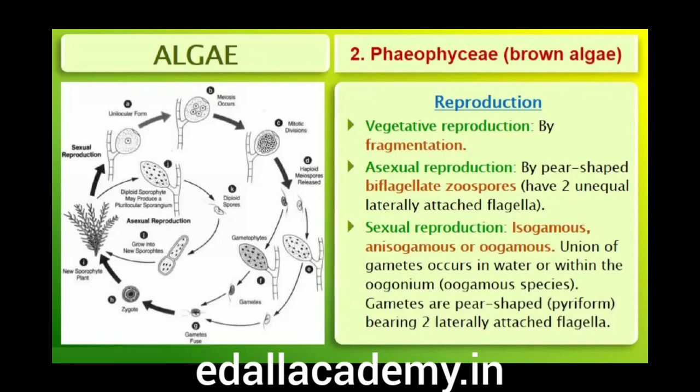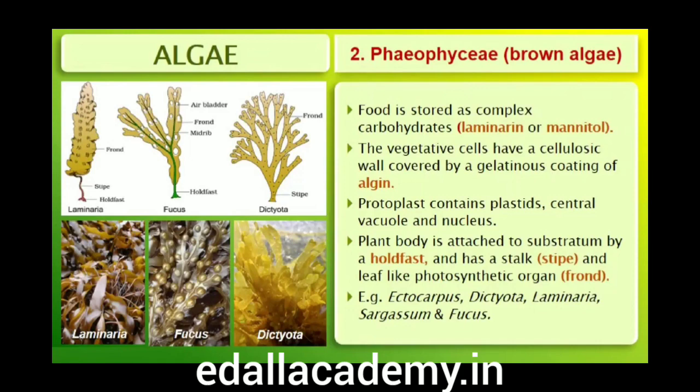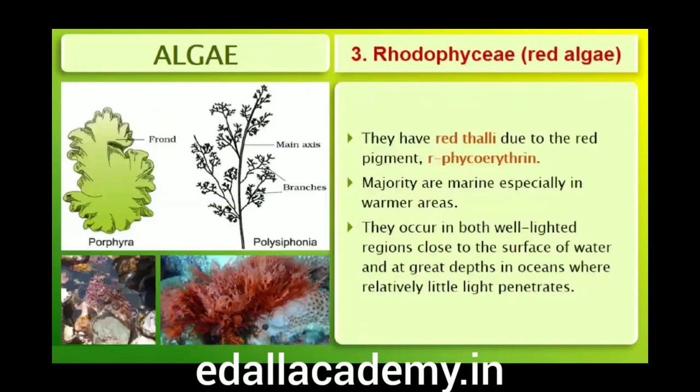Asexual reproduction in most brown algae is by biflagellate zoospores that are pear-shaped and have two unequal laterally attached flagella. Sexual reproduction may be isogamous, anisogamous or oogamous. Union of gametes may take place in water or within the oogonium in oogamous species. The gametes are pyriform (pear-shaped) and bear two laterally attached flagella. The common forms are Ectocarpus, Dictyota, Laminaria, Sargassum and Fucus.